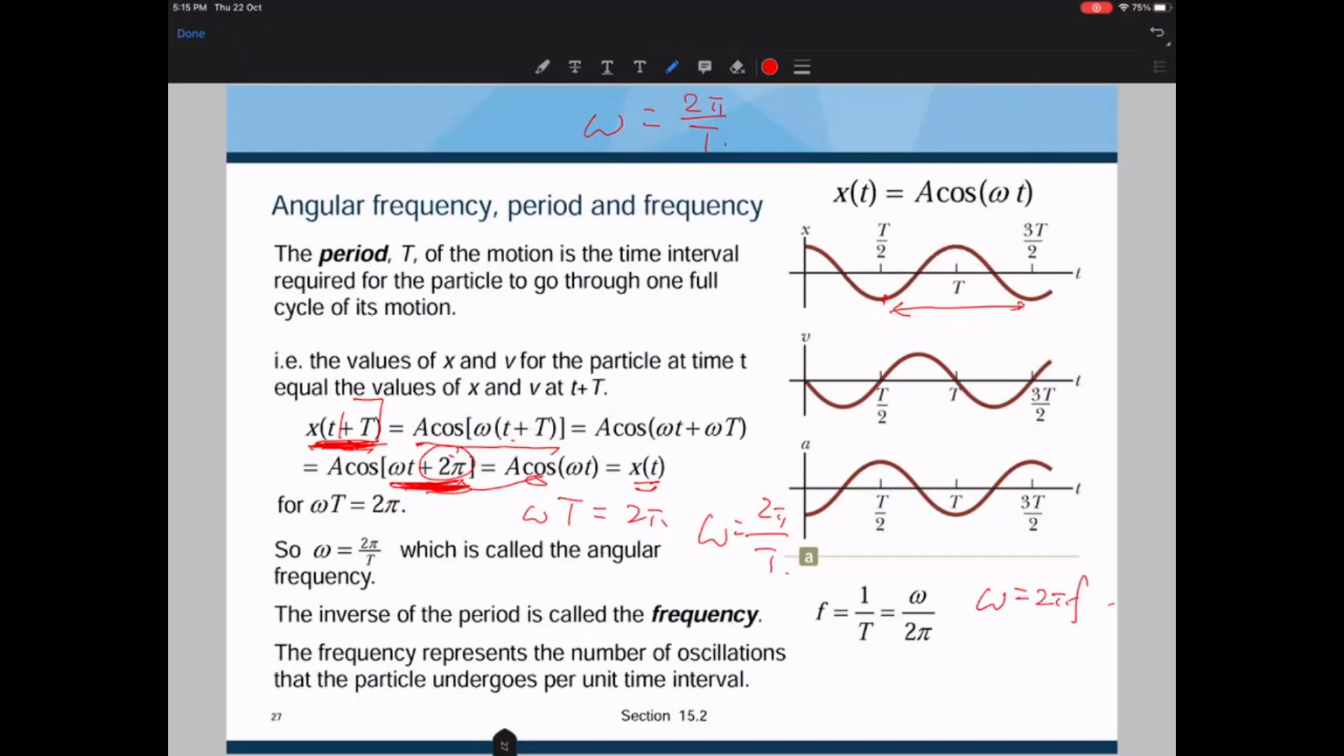Okay. Why can 2 pi be eliminated? Well, think about what is cosine theta plus 2 pi. Cosine theta plus 2 pi, what would it be? It is equal to cosine theta.